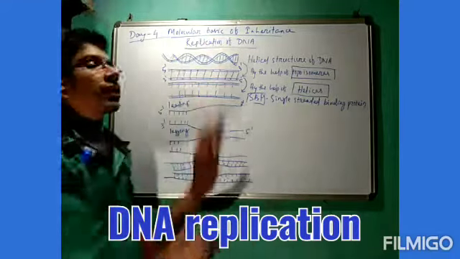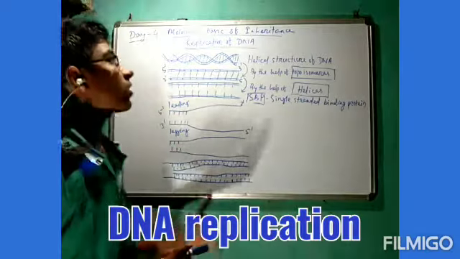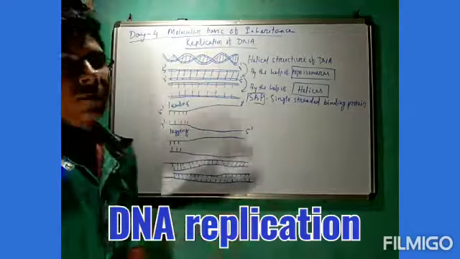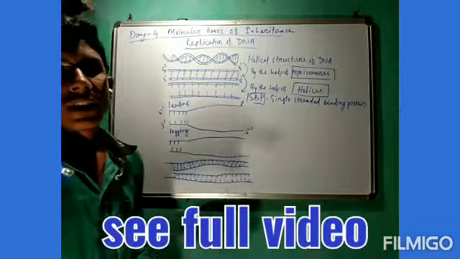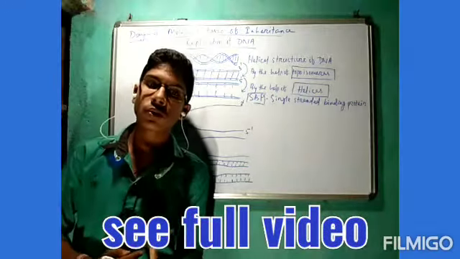The chapter is molecular basis of inheritance, and today we discuss the replication of DNA, or otherwise we call it DNA replication. It also comes in the exam as a question.